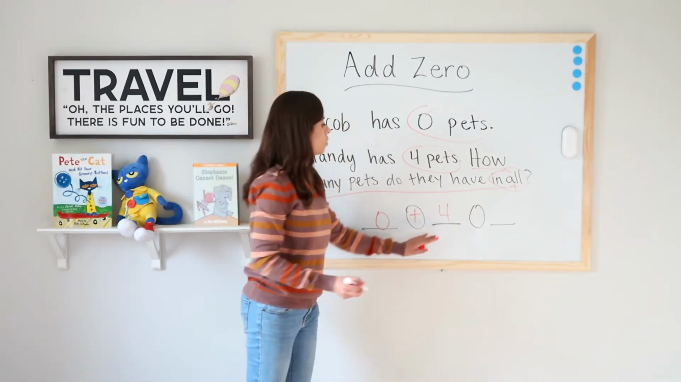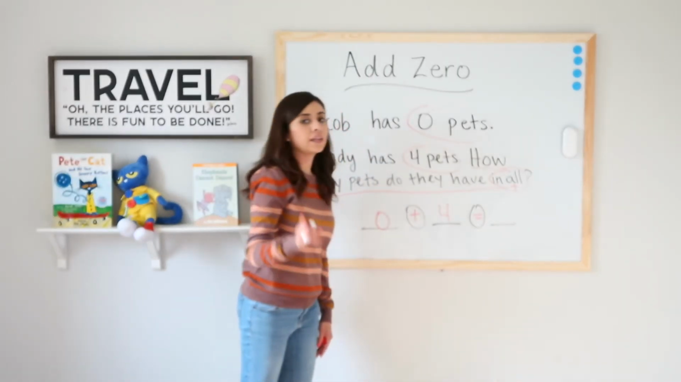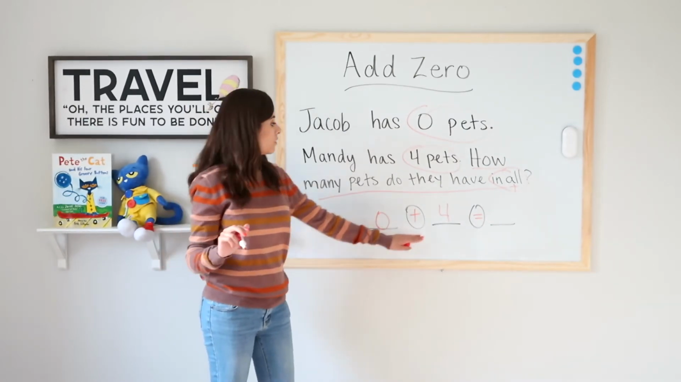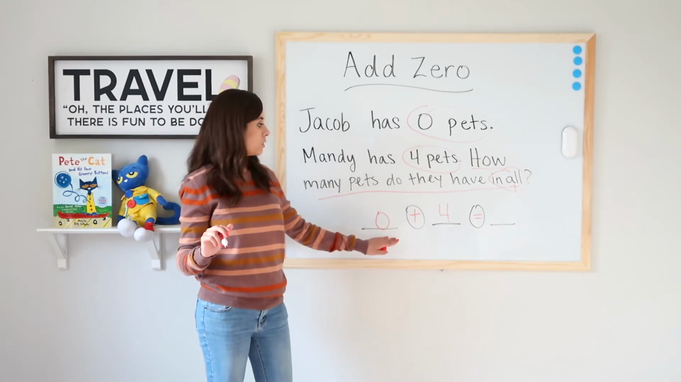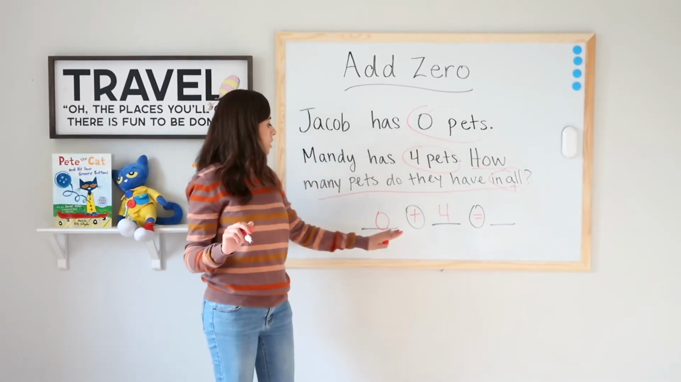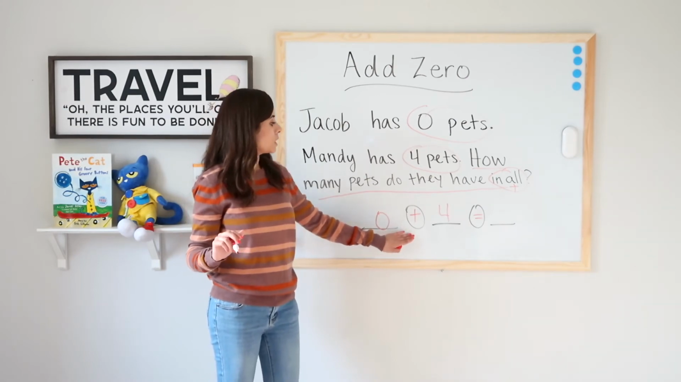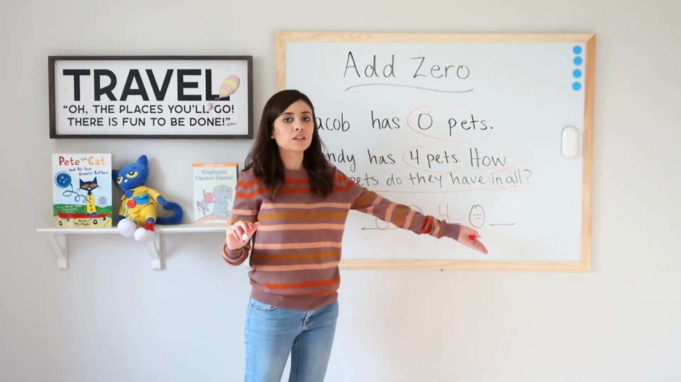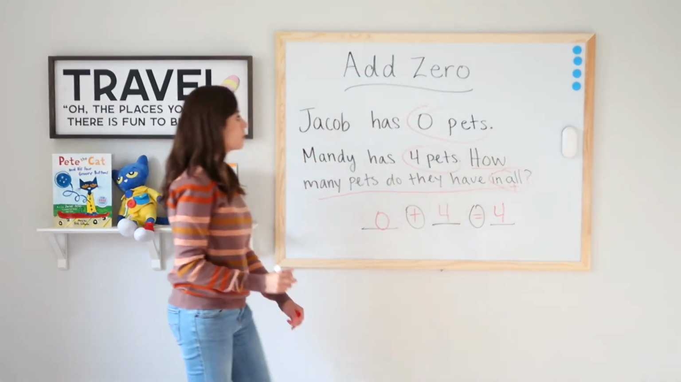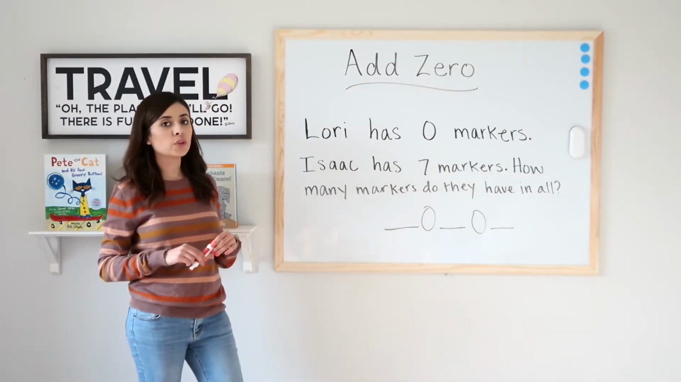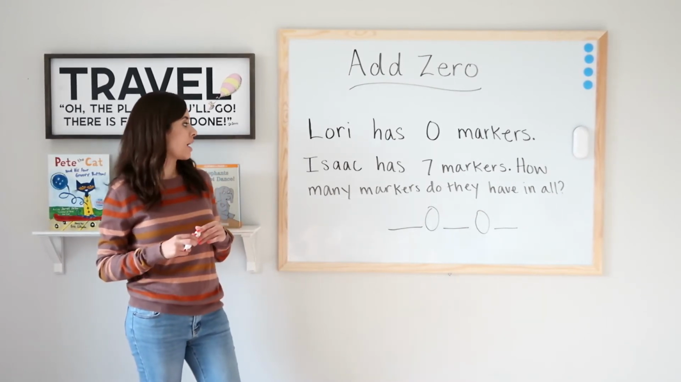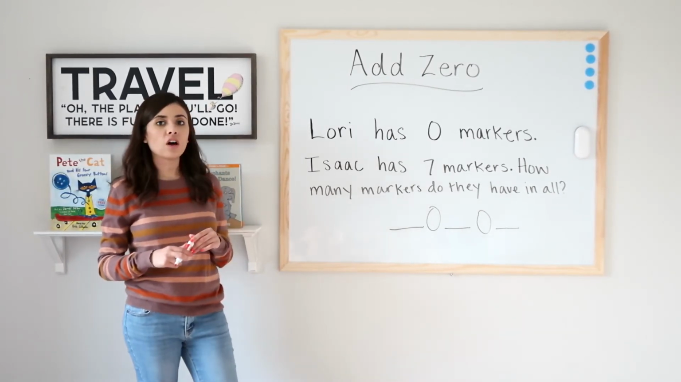So 0 plus 4 equals, now when 0 is the first number, the same rule applies. Even though 4 is being added to 0, the sum is still that number, okay? So I know that 0 plus 4 equals 4. So Lori has 0 markers. Isaac has 7 markers. How many markers do they have in all?